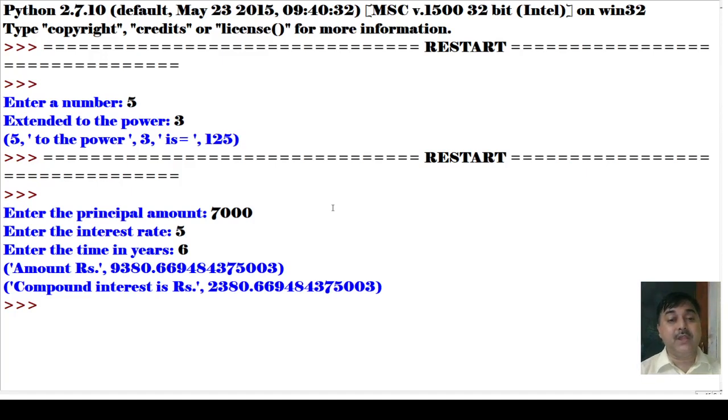That means what it is coming: 9380. Adding 2380 with 7,000 becomes 9380, and with that the decimal numbers that are there, 66948437503, isn't it? So these are the decimal values that will come, and based on these decimal values or floating point number values, the thing has been executed.